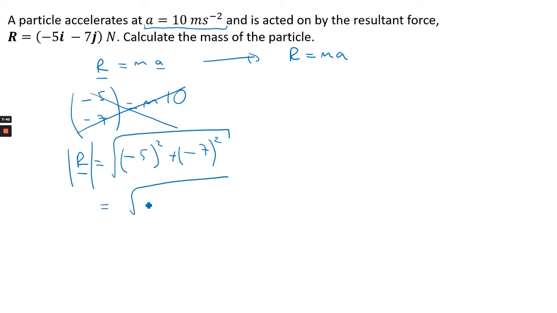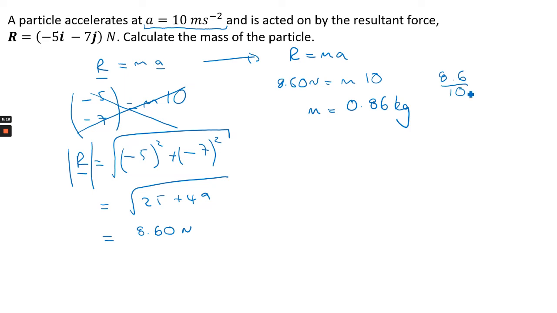So I'm going to do the square root of 25 plus 49, which is 8.60 newtons. And so I know that 8.60 newtons equals the mass times the acceleration of 10, which means my mass is equal to 0.86 kilograms. Okay, that's just doing 8.6 divided by 10. So 0.86 kilograms. Easy as that.